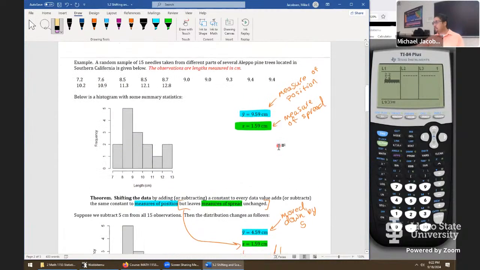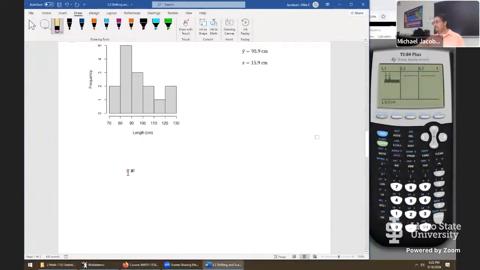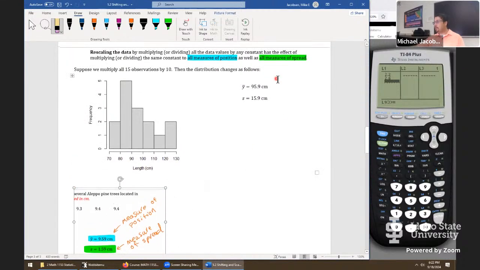Originally, they were these values. Just a quick screenshot here. But once we multiplied all data values by 10, they became these values up here. It's now 95.9 centimeters. That was multiplied by 10. And standard deviation was 1.59 multiplied by 10, and it goes to 15.9. So that's what's being said with rescaling the data. It's going to multiply or divide all measures of position. So that's why this changed by 10, as well as, this deserves emphasis, serious emphasis. Let's bump that up.